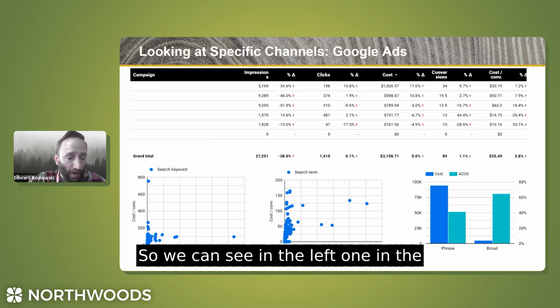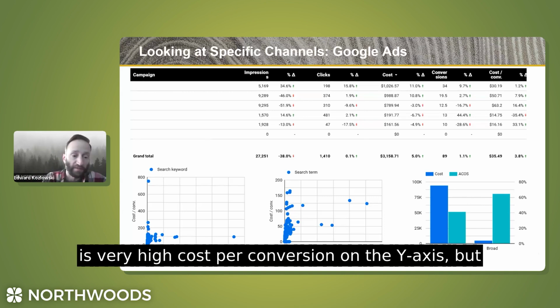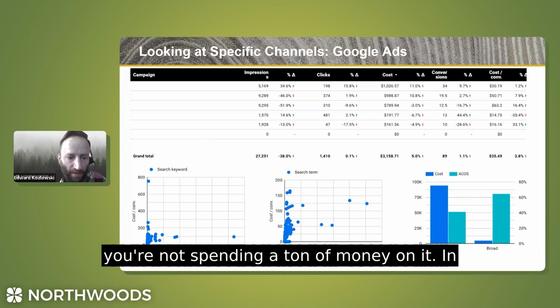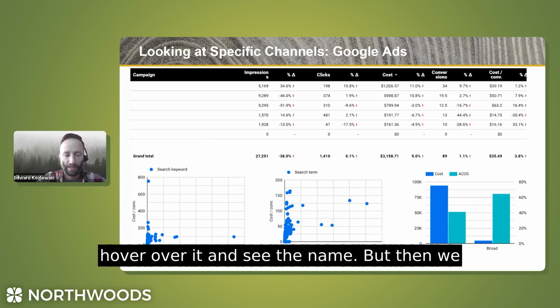So we can see in the left one, in the very top left hand corner, a keyword that is very high cost per conversion on the y-axis, but you're not spending a ton of money on it. In real time, if we're looking at this dashboard, we could hover over it and see the name.